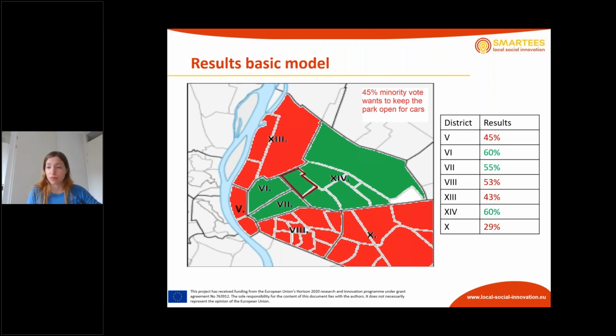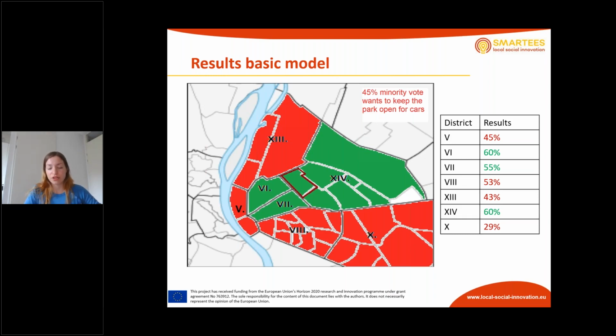So in our basic run of the model, we see that only 45% want to keep the park open for cars. Currently, this has to do with how we calibrated the model with the information from 2016, in which people expressed interest in closing the park for cars, but combined with the motives that they have, the people that they have talked to and how they were influenced, it seems that in this model, most of the people would still prefer to keep the park open for car traffic. There's a difference between districts. You can, for instance, see that in District 5, only 45% would prefer to close the park for cars. But in District 6, an overwhelming 60% of people would prefer to close the park for car traffic.